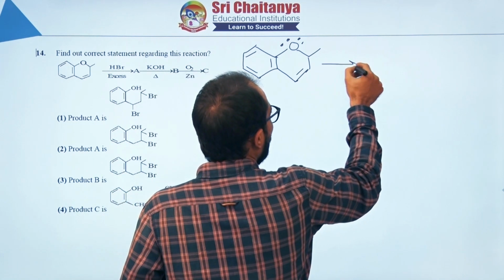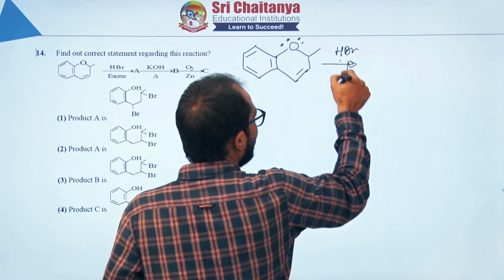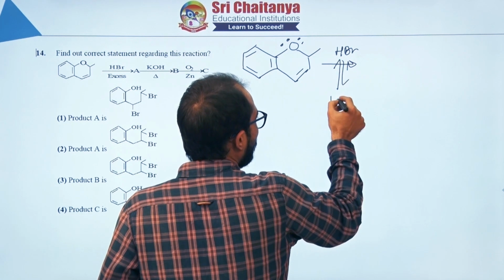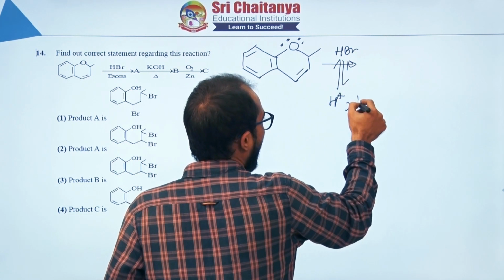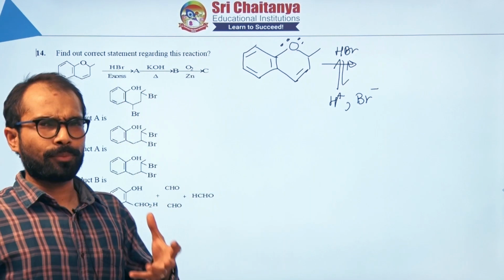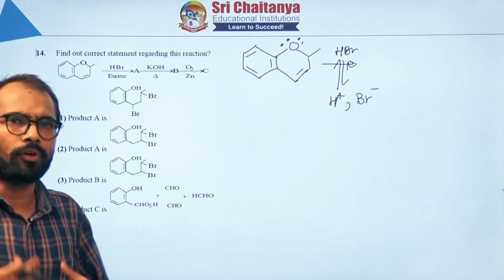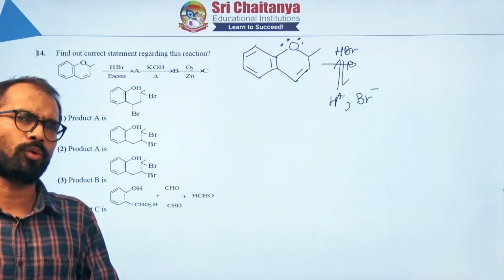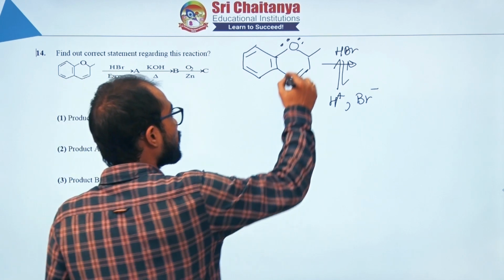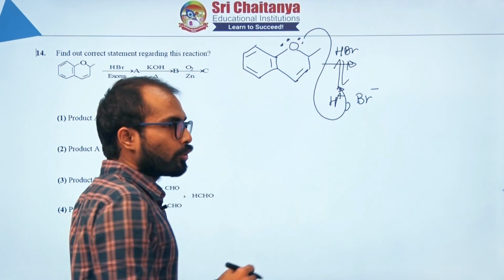Now you see we have HBr. Again HBr is an acid. So from here we are going to get H plus and Br minus. Now, whenever you have an H plus, what will it look for? It is a positive entity, it will look for negative, that means electrons. So, lots of electrons are appearing here, so it will get protonated there.